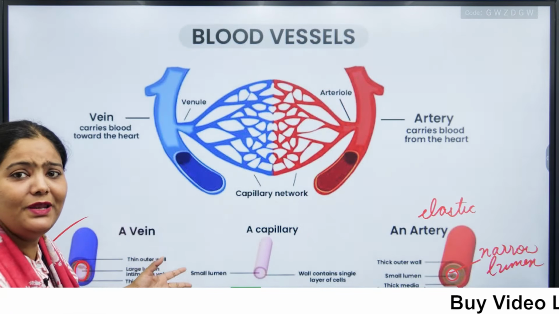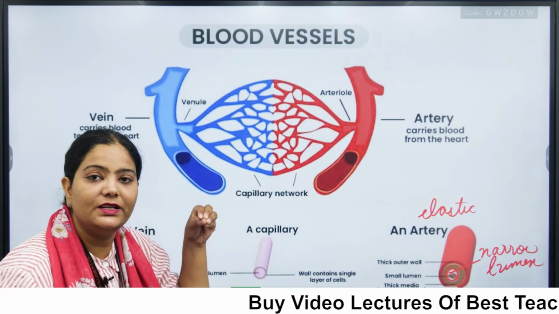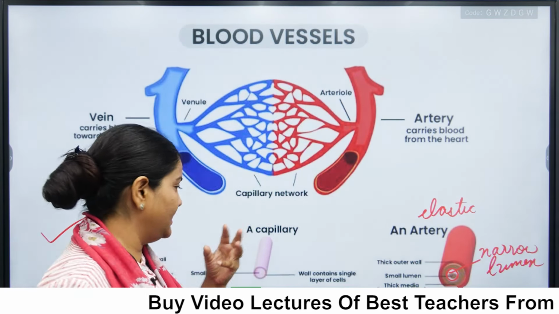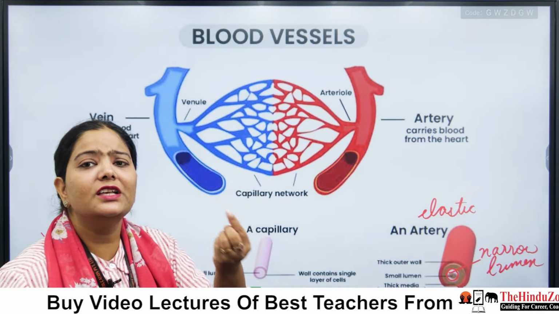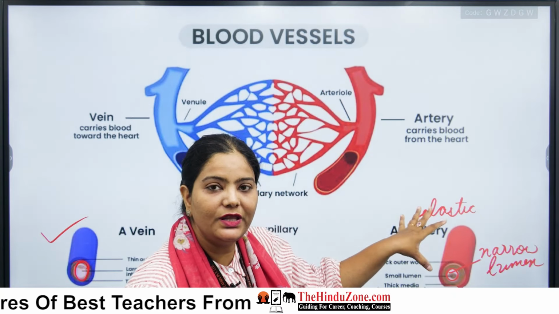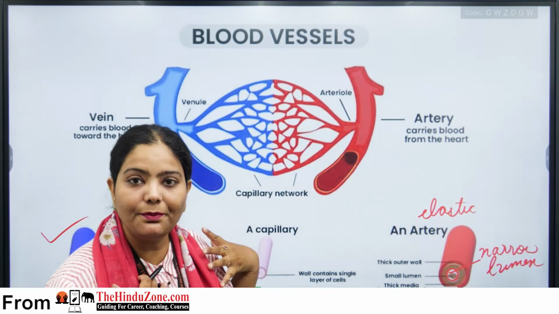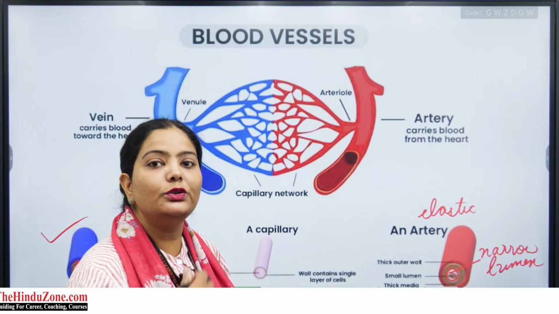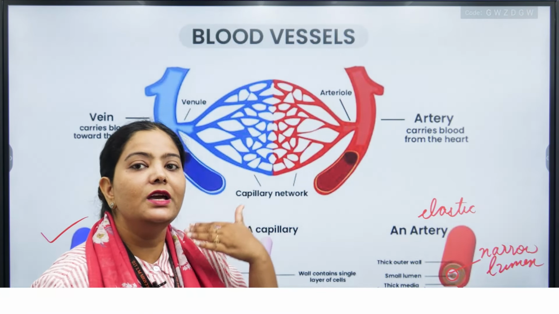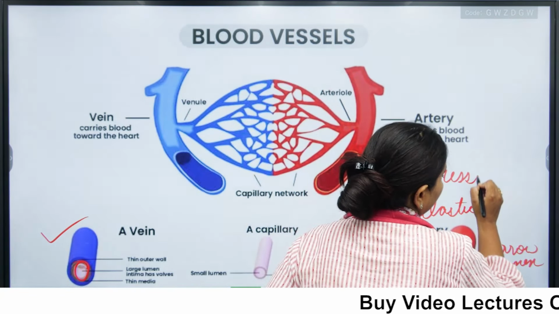And what about the capillary? Capillary though is just a single layer of cells, the endothelium of cells, right? And it has a small lumen. When a blood starts from the artery, of course, it is through the heart. Heart is the pump, it is through the heart. So the blood in the artery is flowing with pressure, right?